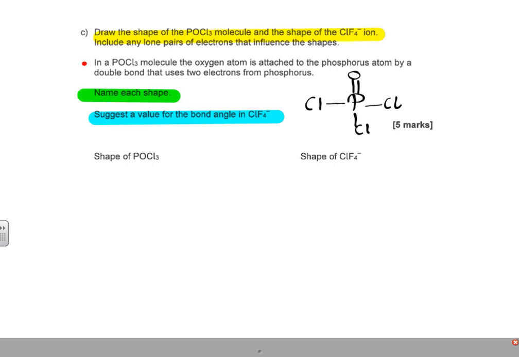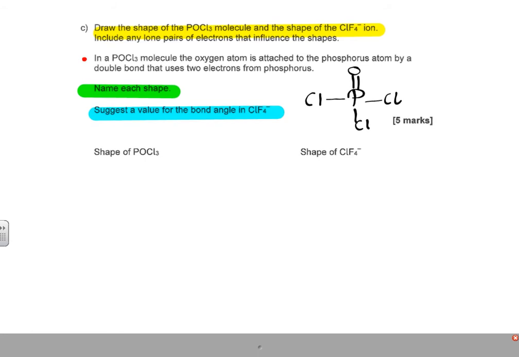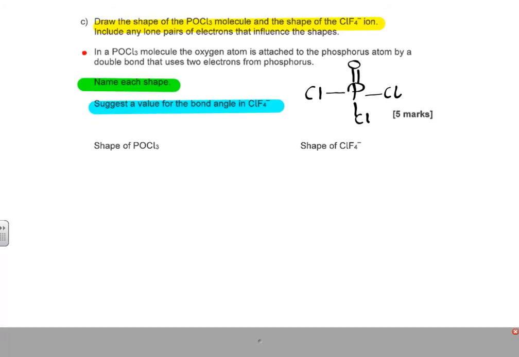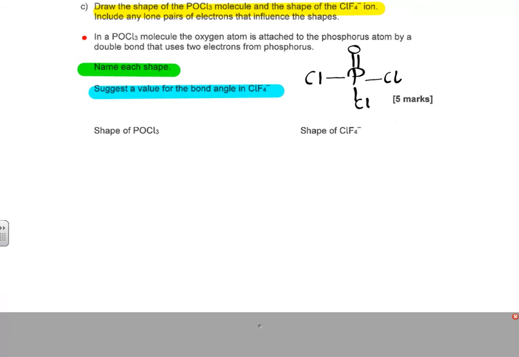Now I'm looking around the central phosphorus. All 5 electrons in the outer shell are now involved in bonding, but really there are only 4 areas of bonding: the double bond and the 3 bonds to the chlorine atoms. So with 4 bonding areas, I would expect my shape to be tetrahedral.